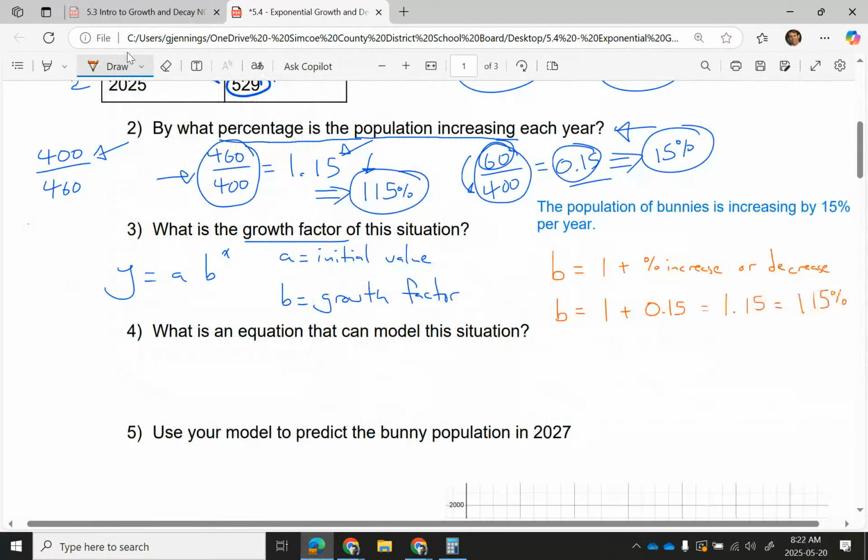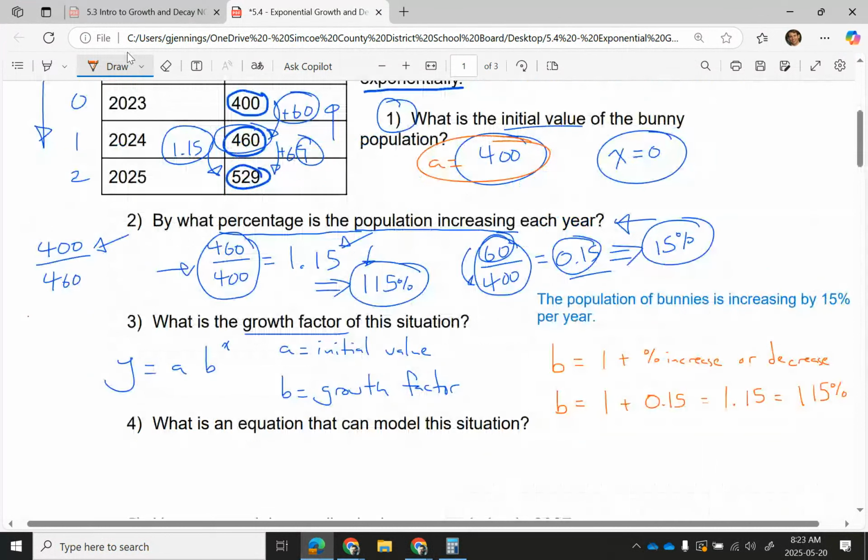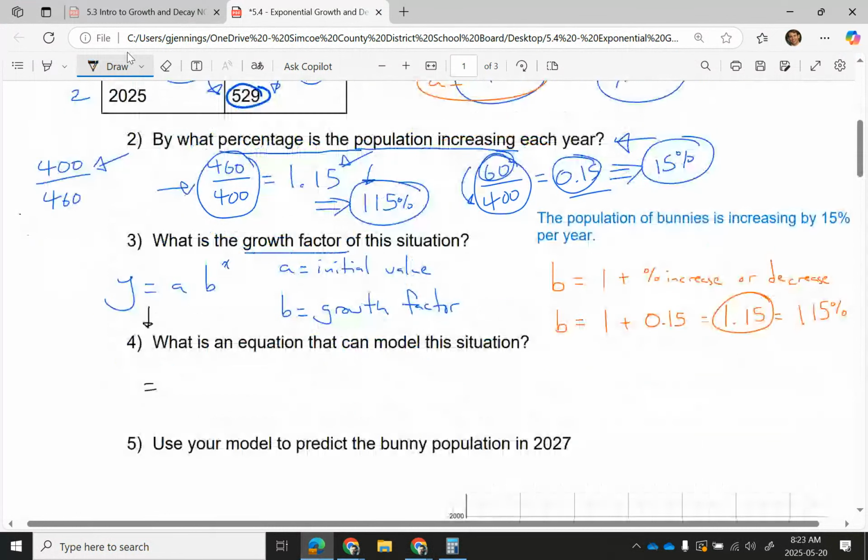So now we got this b. We already had the a. So now we want to take this a value, which is 400, and our b value, which is 1.15, and build an equation that can model this situation. What does the equation look like in this case? There will be an equal sign in our equation. What's on the left side? The population of bunnies, which is y. It can be expressed as a times b to the x.